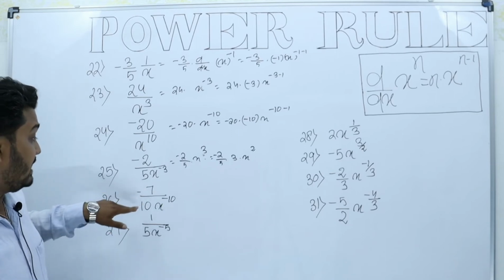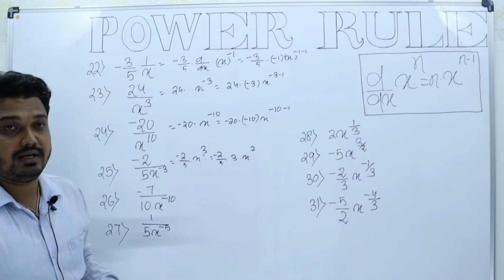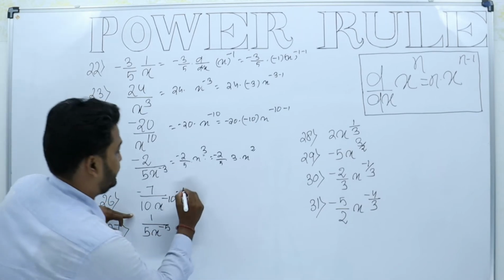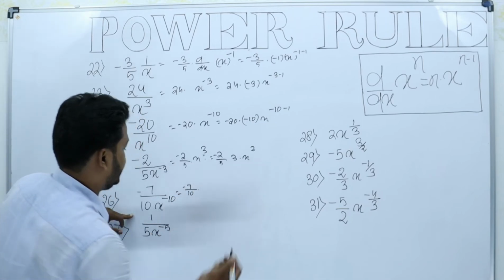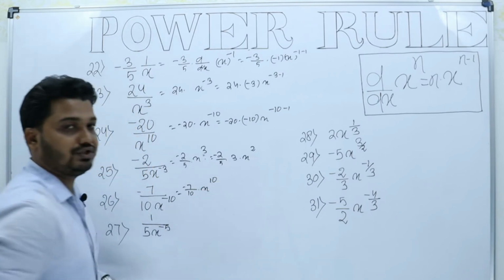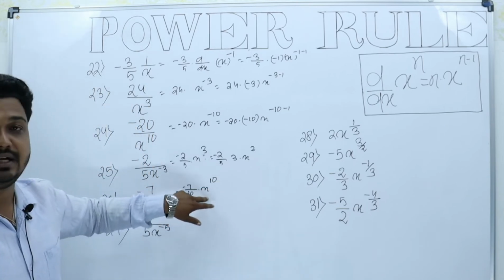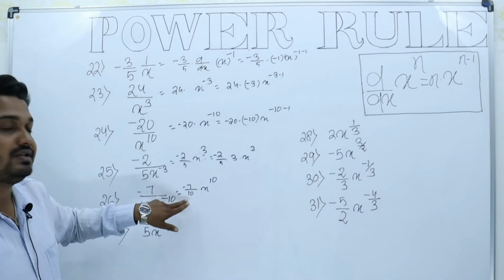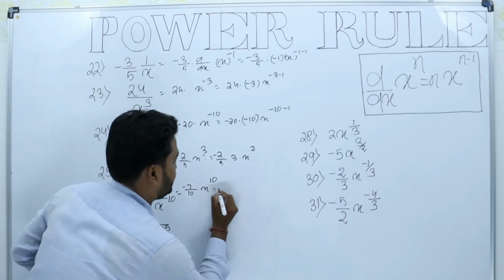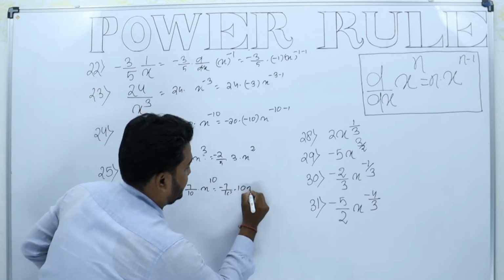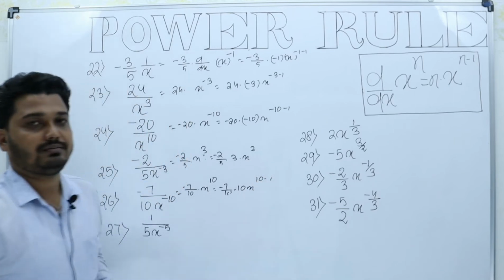Next question, minus 7 by 10 x to the power minus 10. So here minus 7 by 10 is constant. We will keep minus 7 by 10 as it is. X to the power minus 10 can be written as x to the power plus 10. And the derivative of x to the power plus 10 will be 10 x to the power 10 minus 1, and minus 7 by 10 as it is. That is minus 7 by 10 as it is. X to the power 10 gives 10 x to the power 10 minus 1.